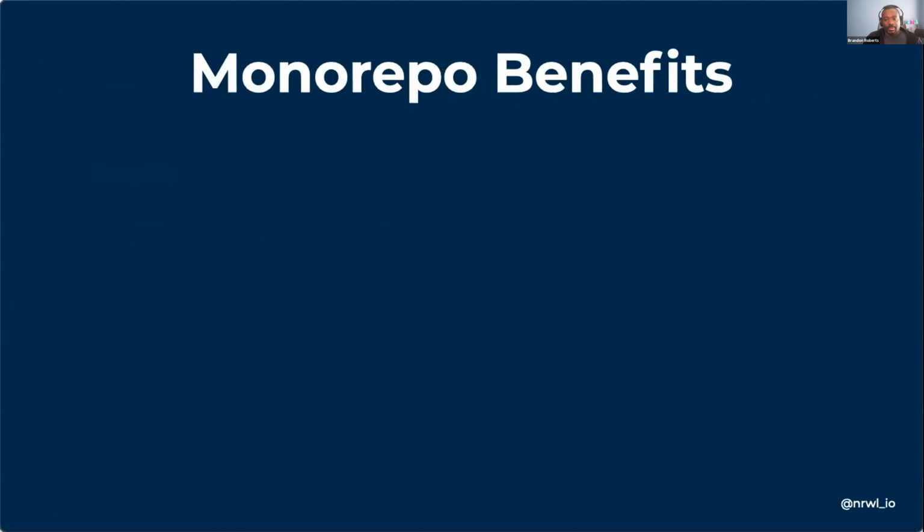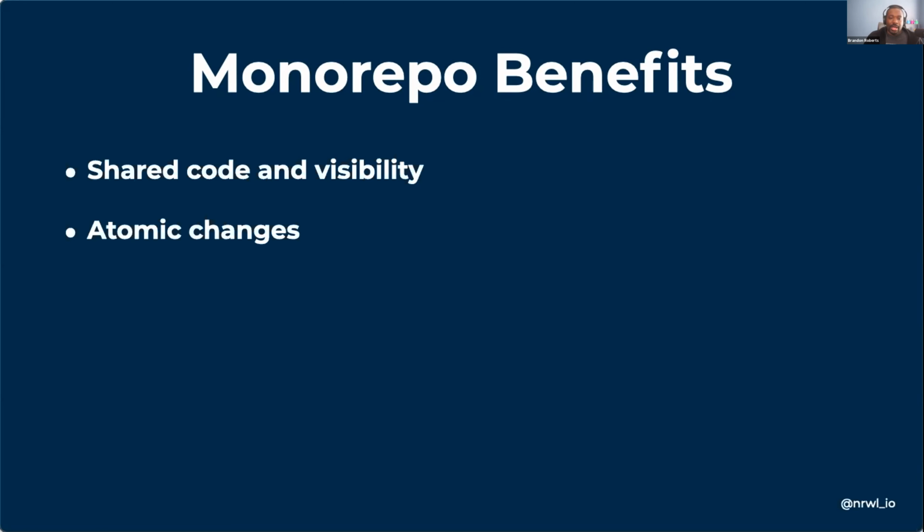So what are some of the benefits of a monorepo that you normally don't get from having things in separate repos? Shared code and visibility. You get to reuse validation code, UI components, and types across the code base. You have atomic changes, where you can make changes across different boundaries of the application without coordinating these changes across multiple repos.